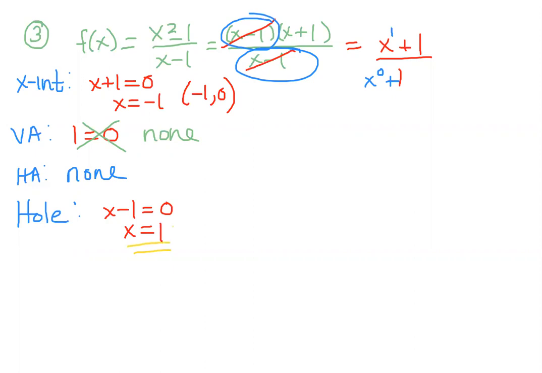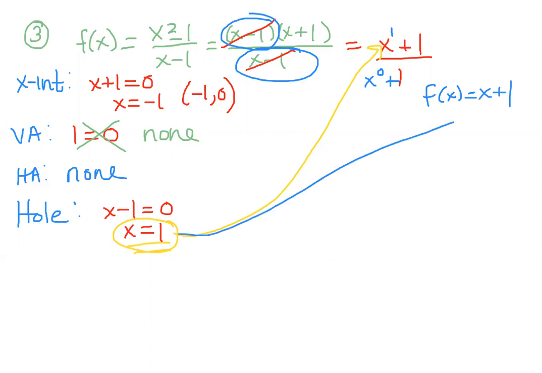Then you're going to take this and put it back into our simplified version. Remember that our simplified version now is just f of x equals x plus 1, after we crossed this off. So we substitute 1 in for x, and we get y equals 1 plus 1, or 2. So our hole is the point (1, 2).